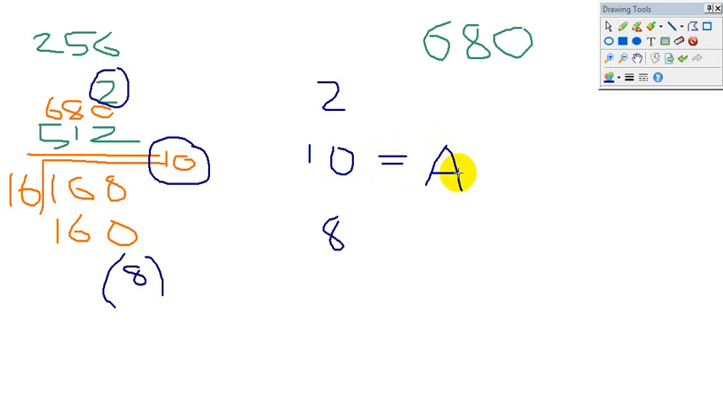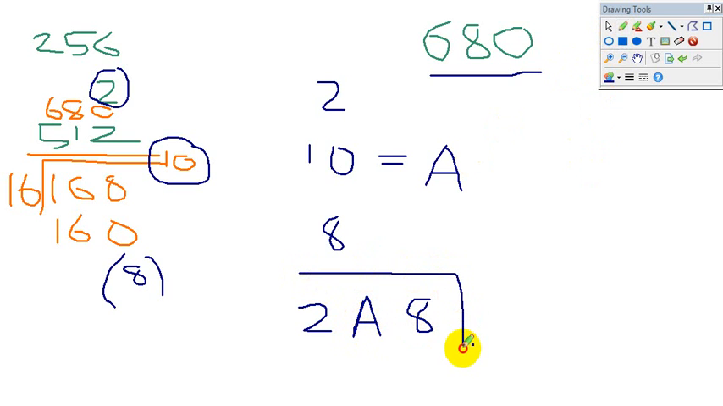So 680, written as hexadecimal, is going to be 2, A, 8. Well, that's easy enough. It's going to be 2A8. So let's put that in, 2A8. And that's how you represent a number like 680 as a hexadecimal number. Hope that helps with hexadecimal annotation of decimal numbers.